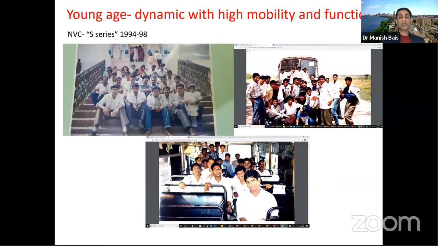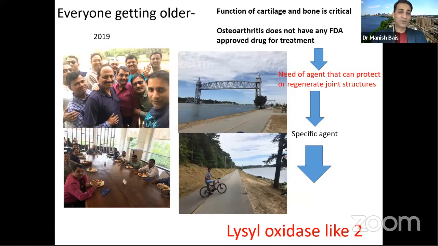This slide shows that we were young, dynamic, enthusiastic, or maybe our stem cells were really active. But now, after 22 years, we had a reunion last year in December, and we can see there are certain changes in our friends, like maybe our stem cells are responding less.